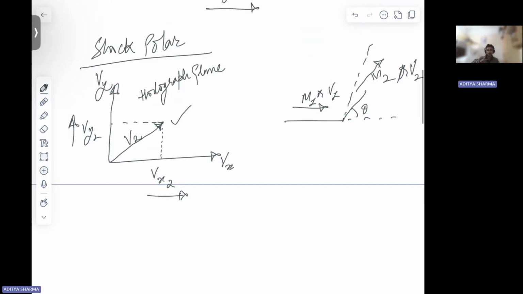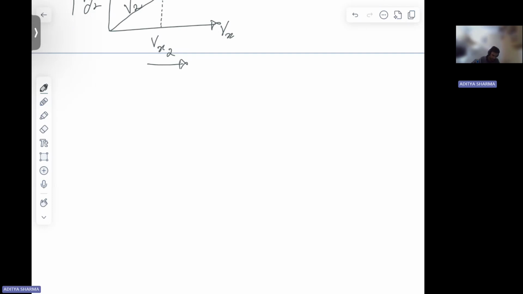Now this is for one deflection angle, let's say this was theta. But for all deflection angles possible, the locus of all those points that give this velocity behind the oblique shock is basically the shock polar. Now, how does this shock polar look?